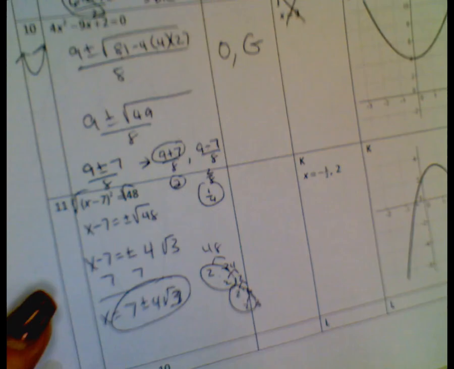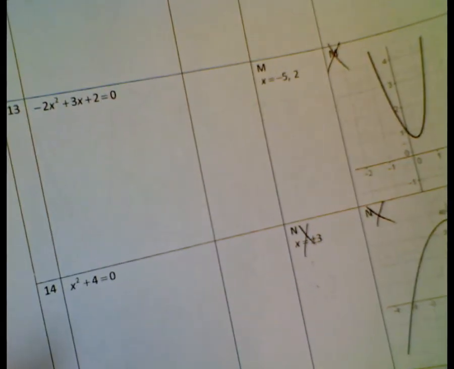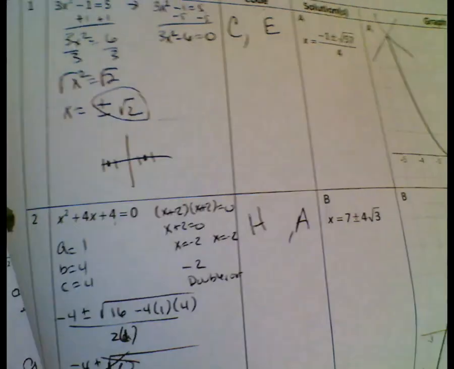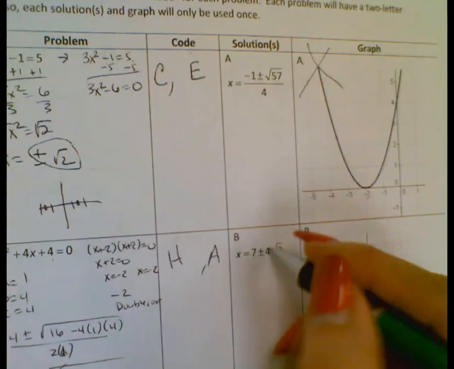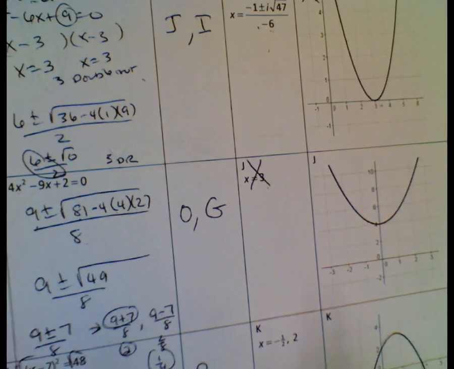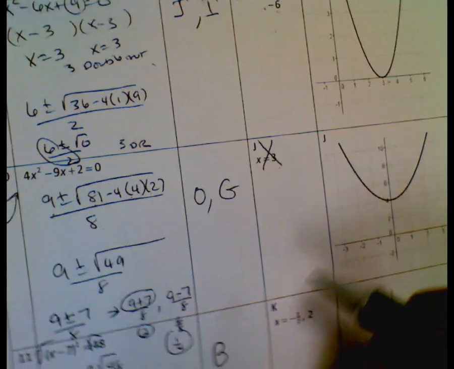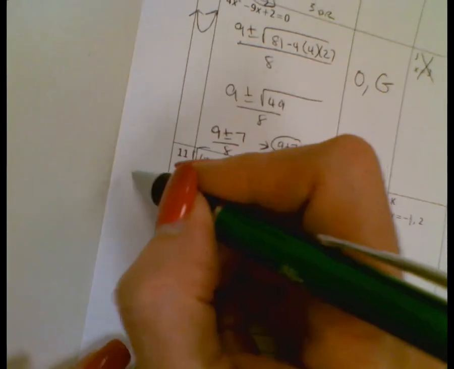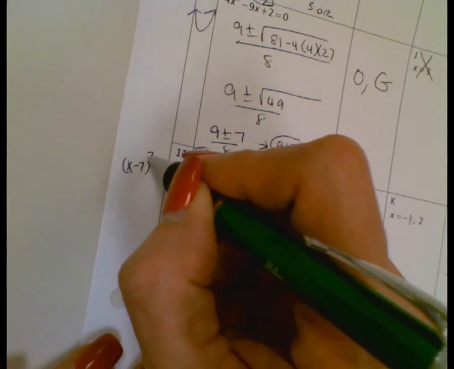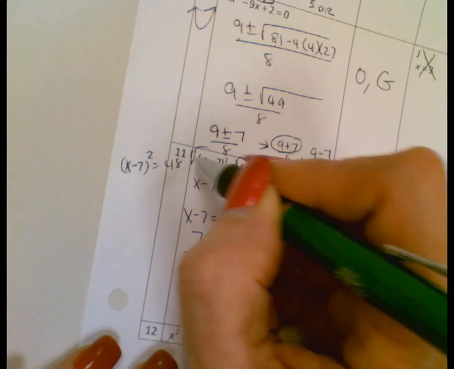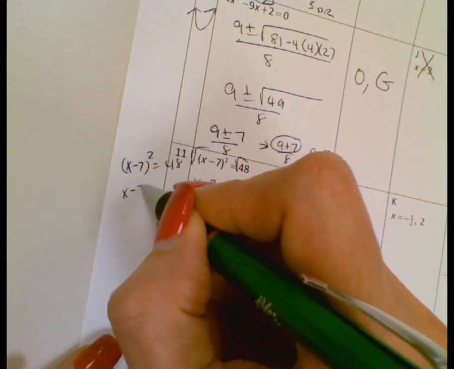Let's see if we can find that answer. 7 plus or minus 4 radical 3. Oh, there it is, B. Letter B. Now, if you were going to put this in the calculator, let's go back to 11. Here's from the beginning. You had this. If you want to punch it in the calculator, subtract 48 to this side.